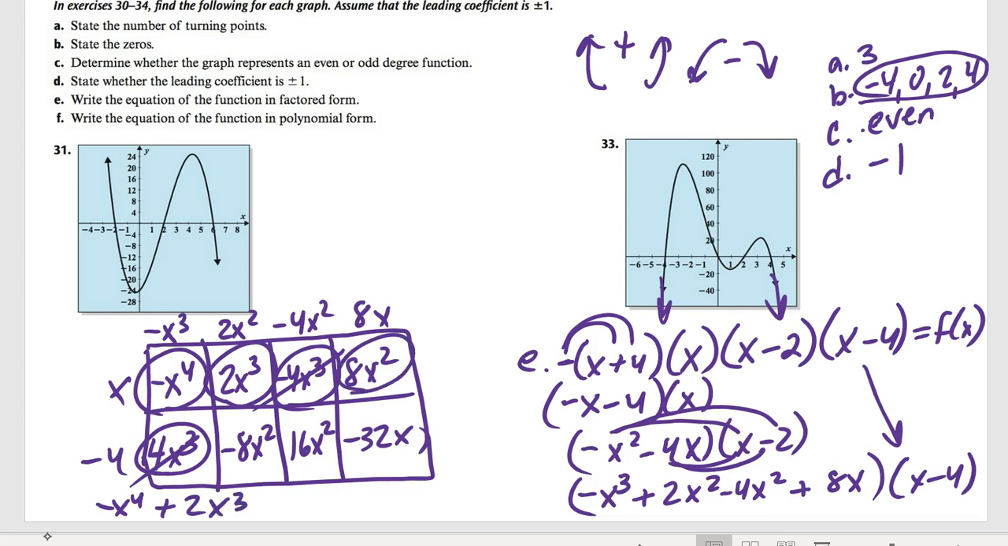And then my 8x squared and my minus 8x squared, well, those go away. That leaves me with 16x squared, and then a minus 32x. And this is equal to f of x. And this is our answer for f.